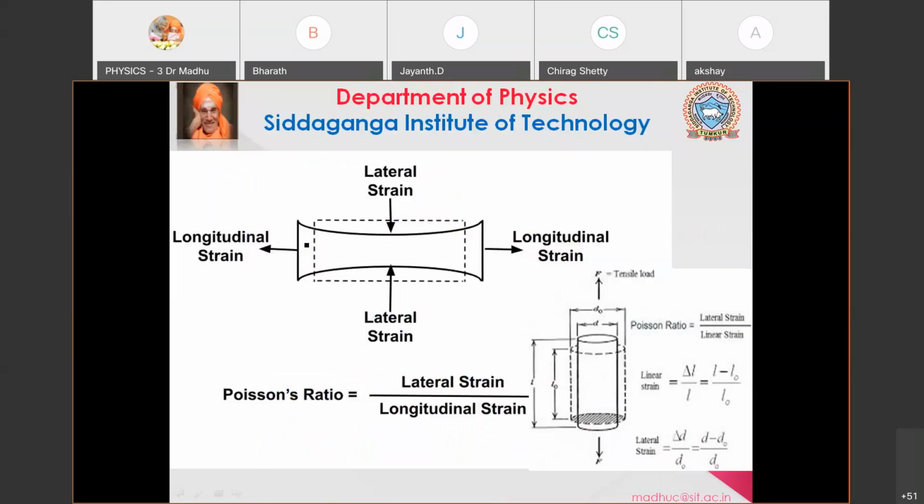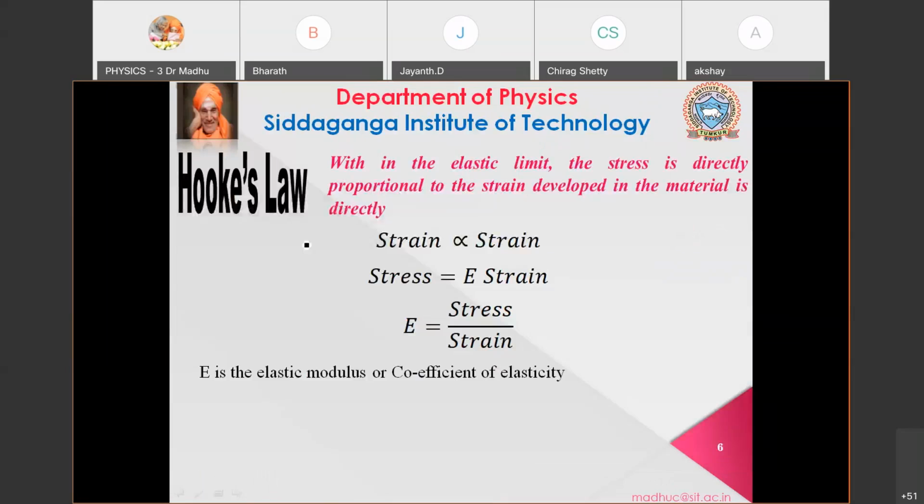Now there is one more thing, which I think will come later. You might know Hooke's law. I think you have already studied Hooke's law. So what is Hooke's law? Within the elastic limit, what is the meaning of elastic limit? Elastic limit means until the material keeps its elastic property. Within the elastic limit, the stress is directly proportional to the strain developed in the material.